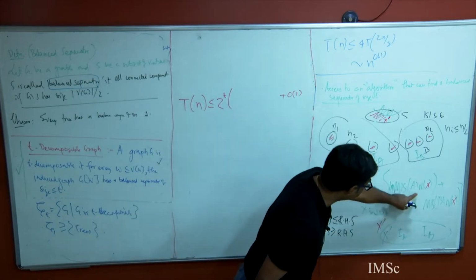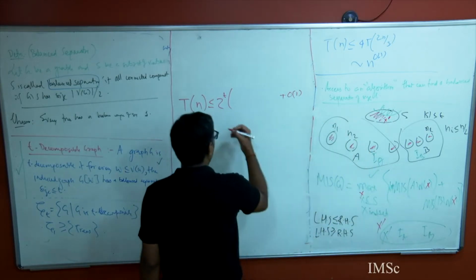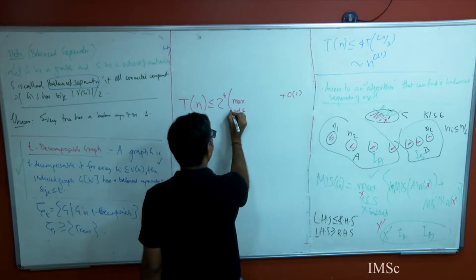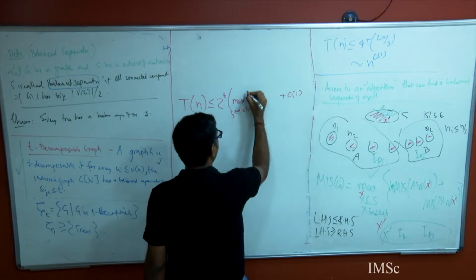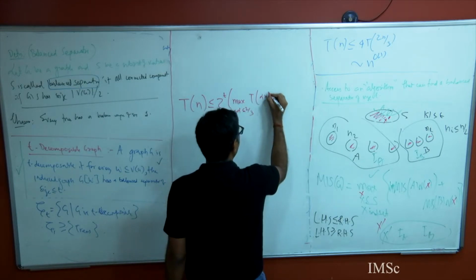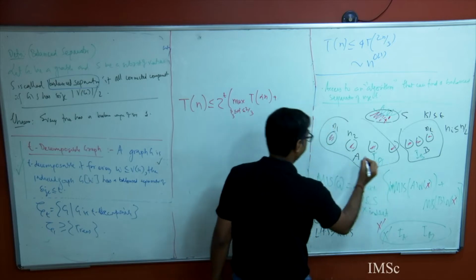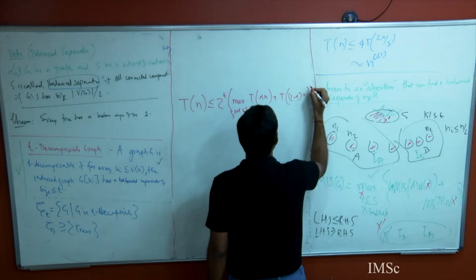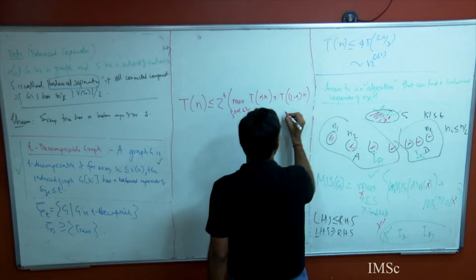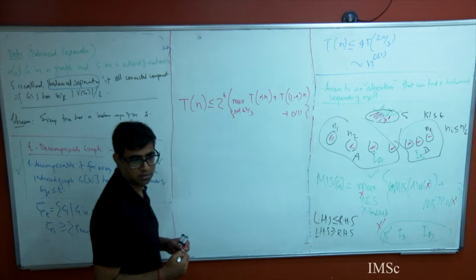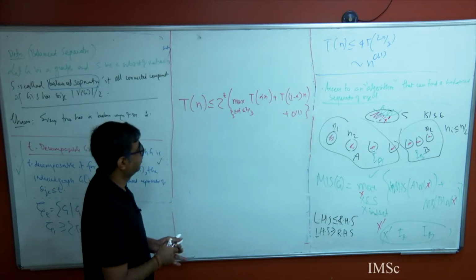Now, what is the size of this A minus X? So as I told you yesterday, you have to write max, alpha is between 1/3 and 2/3, T of alpha n. This is size of A plus size of B, and plus order 1. Okay, this is what the running time of this algorithm is, nothing more than that.